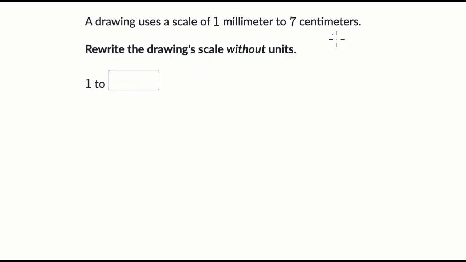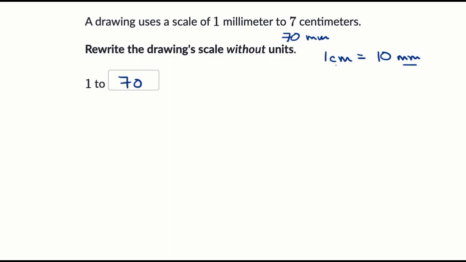1 centimeter has how many millimeters? Let me write this down. 1 centimeter is equal to how many millimeters? Well, it's equal to 10 millimeters. One way to think about it is 100 of these make a meter, 1,000 of these. So you're going to have 1 centimeter is equal to 10 millimeters, or 7 centimeters is the same thing as 70 millimeters. So the drawing scale is actually 1 to 70 when we get to the same units.